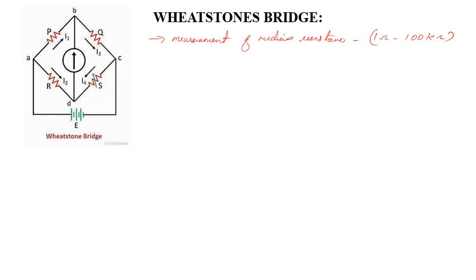Because of the presence of these 4 arms, we can say the Wheatstone Bridge is also known as a resistance bridge. Resistance bridge is another name for the Wheatstone Bridge.